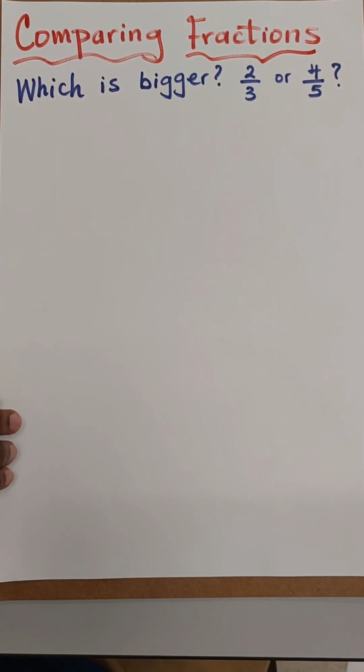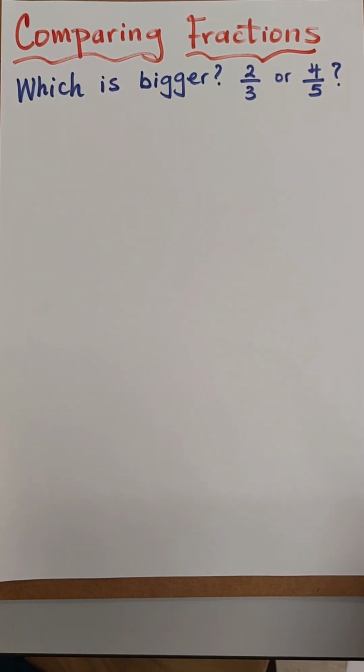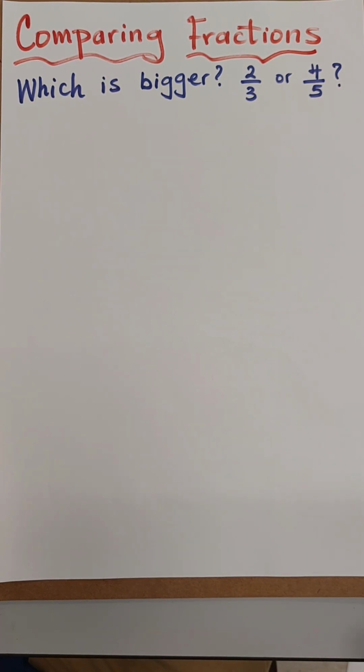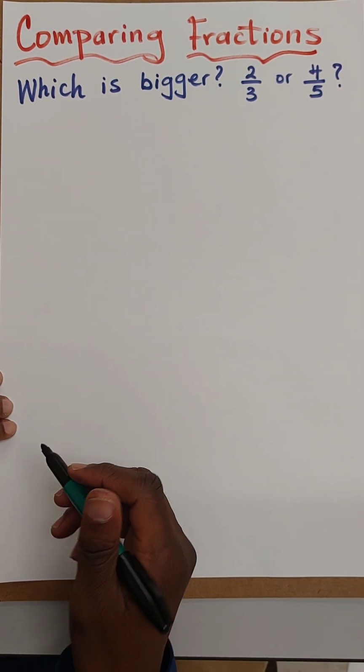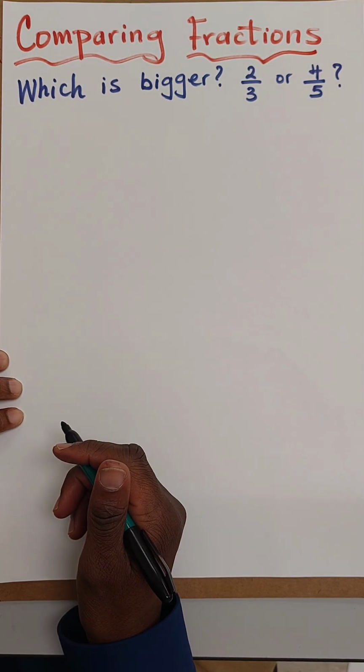When comparing fractions, you want to use the strategy of a common denominator. That makes sense because you want to compare them based on the same platform. Okay, so look at these two fractions. Which is bigger? Is it 2/3 or 4/5? It might be a little bit confusing until you establish them to have the same denominator.